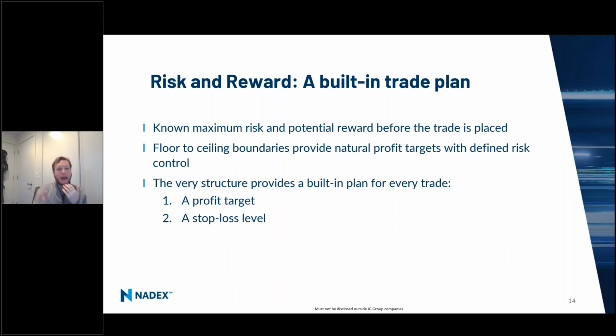So it's going to give you those natural profit targets and defined risk control. Very simply put, you can think of it as an automatic take profit at the top and an automatic stop loss at the bottom, right? Because you cannot functionally go below that bottom level. With the way the contract is made up, you also cannot functionally go above that top level. It's always going to be capped at that floor and at that ceiling.